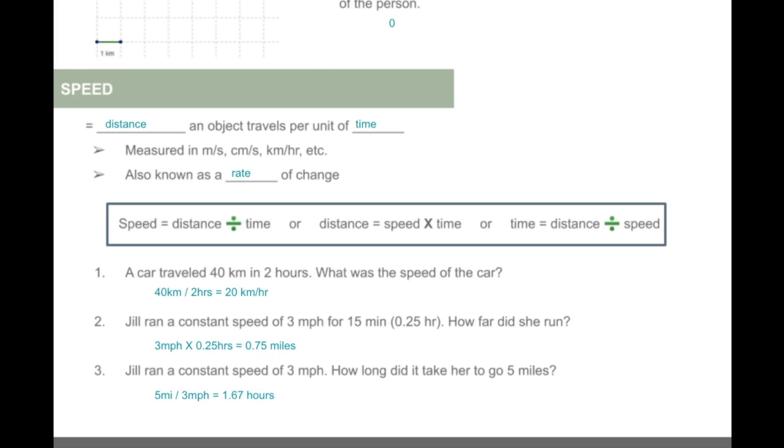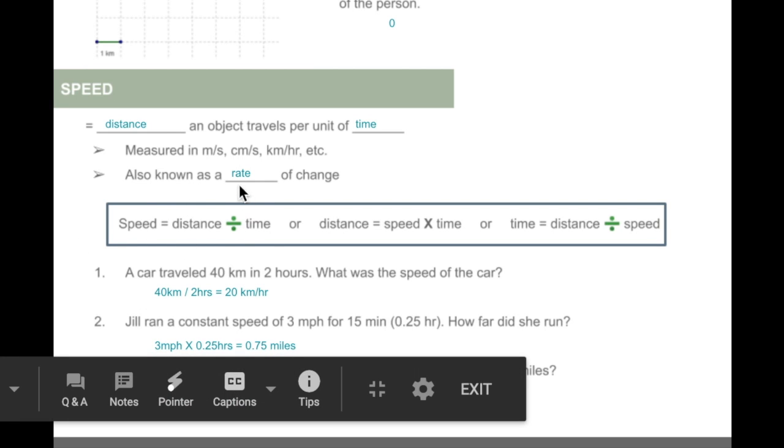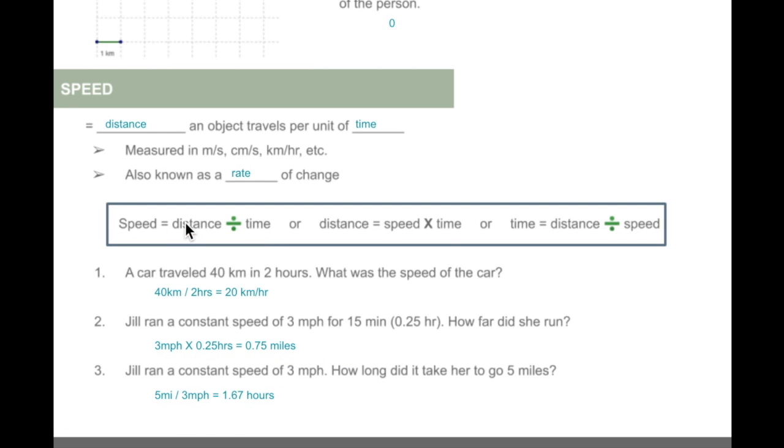So a car travels 40 kilometers in 2 hours. What was the speed of the car? Okay, so 40 kilometers, that's going to be our distance, and then 2 hours is a time. So we have distance and we have time, so we're going to use that first formula. The speed equals distance divided by time, so we're going to take 40 kilometers divided by 2 hours to give us 20 kilometers per hour.